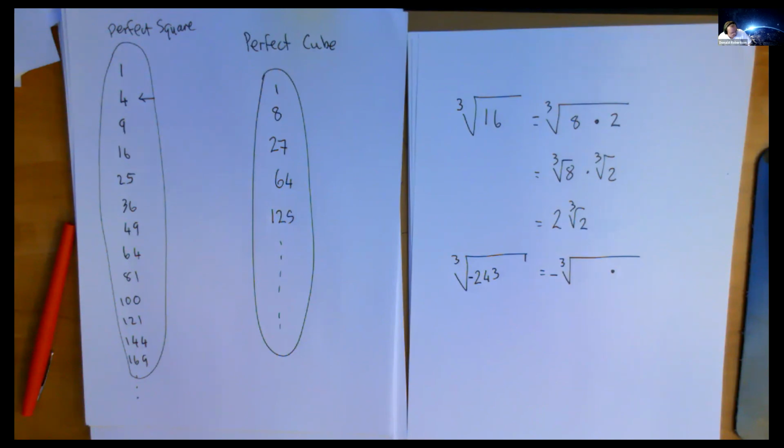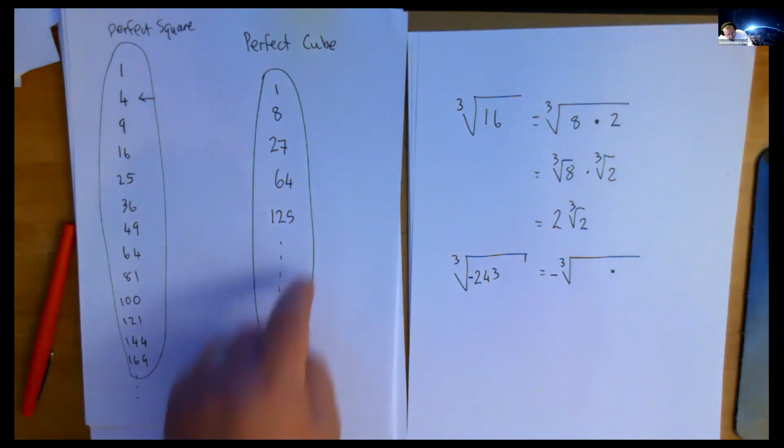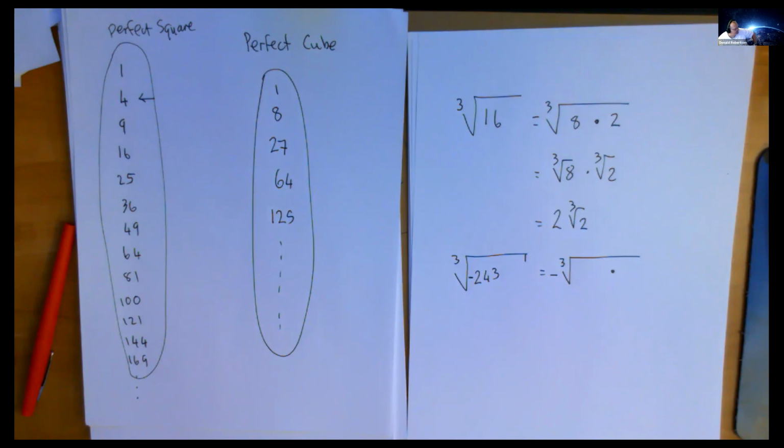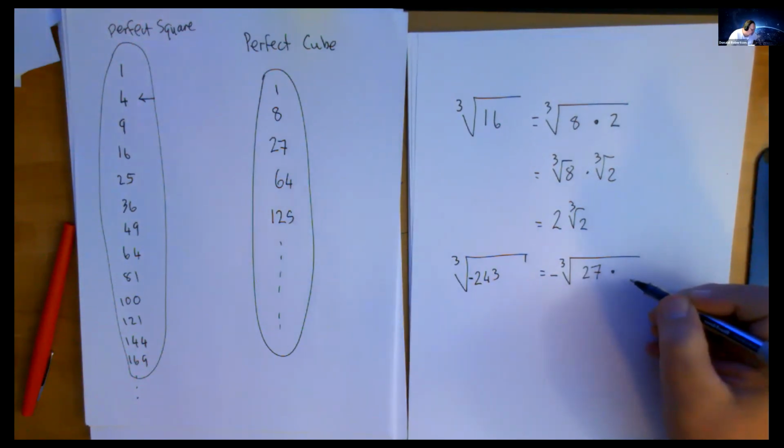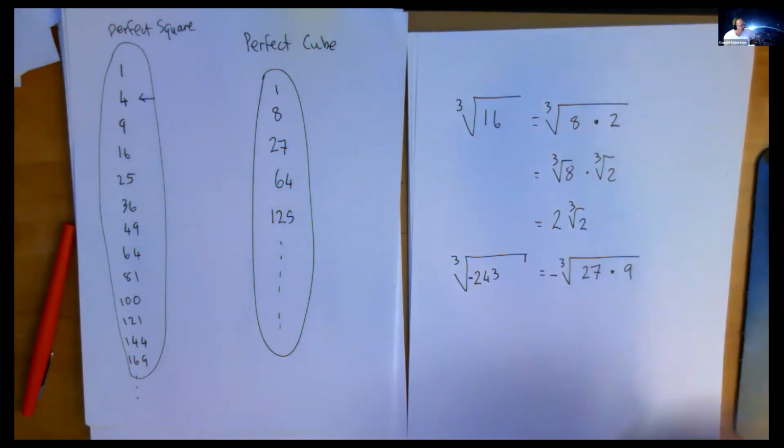It must be 243. Let me check. I better make sure that I've given you one that works, or that wouldn't be fair. Okay, I've got it. What perfect cube works with 243? There's not a lot of choices, agreed? Which one works with 243? 27. Right. And I believe it's 27 times 9, but you can check that later.